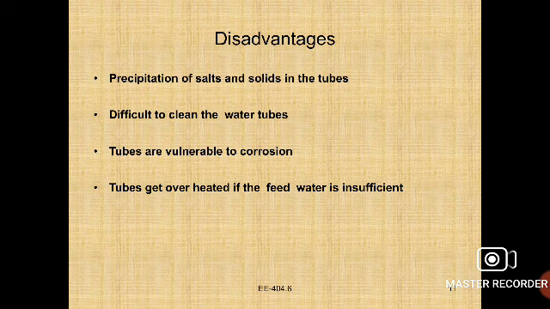Sometimes corrosion will form on the tubes, and the tubes get overheated if the feed water is insufficient. Whenever water is supplied into tubes that have already overheated, the water is insufficient because a maximum amount of heat is supplied to the tubes. So the water is completely converted into steam. That is the main reason the feed water is insufficient while supplying.